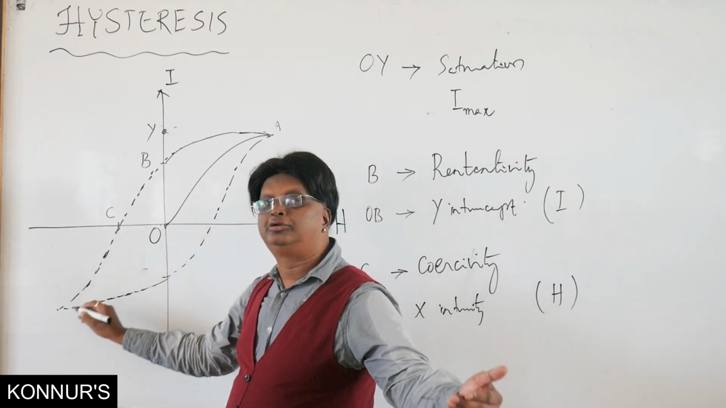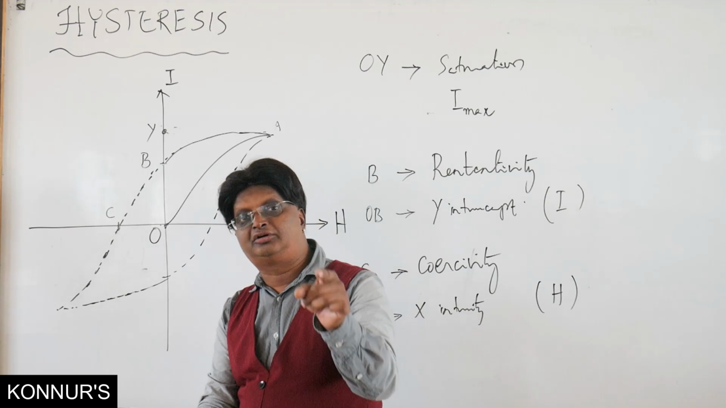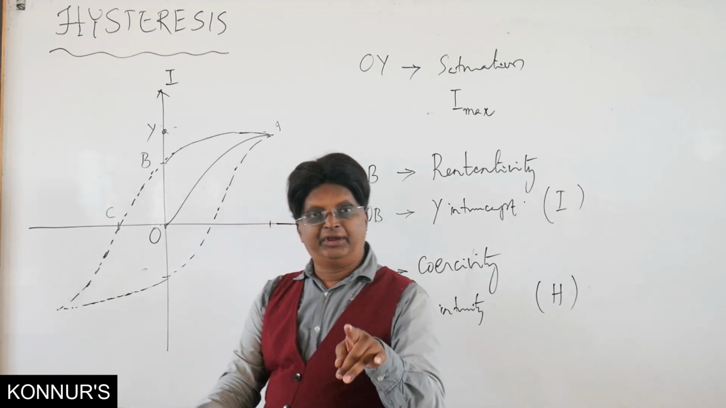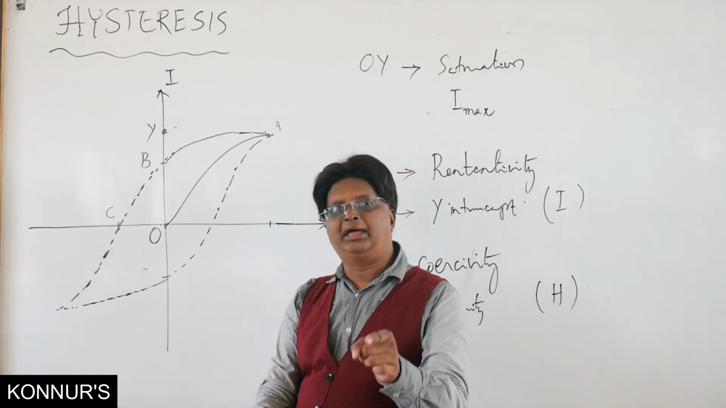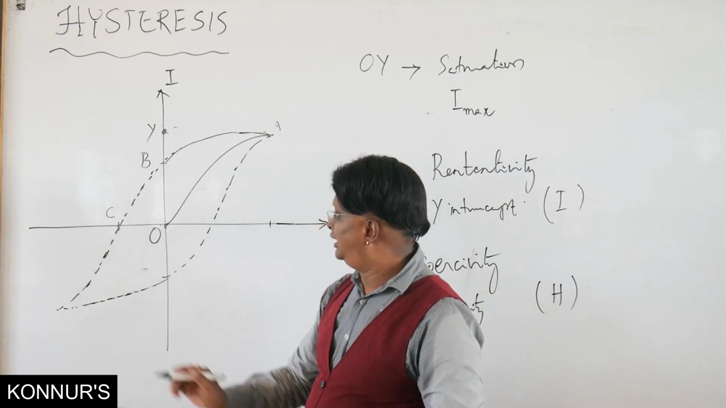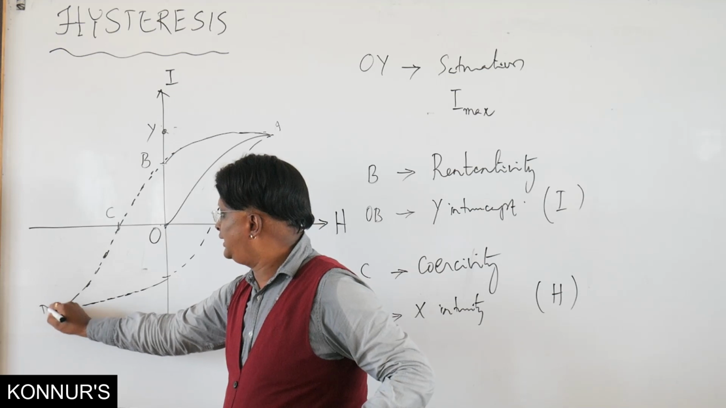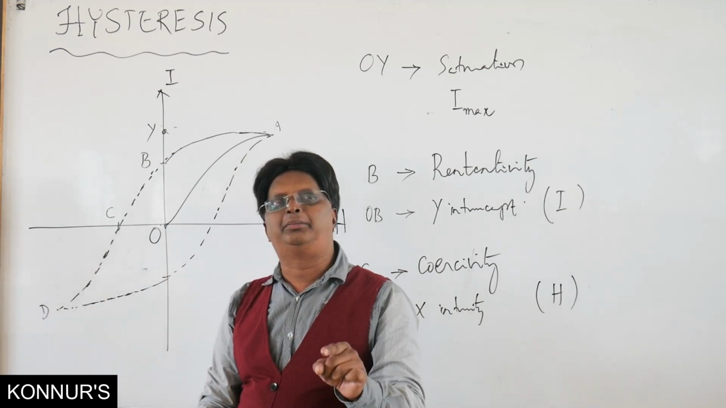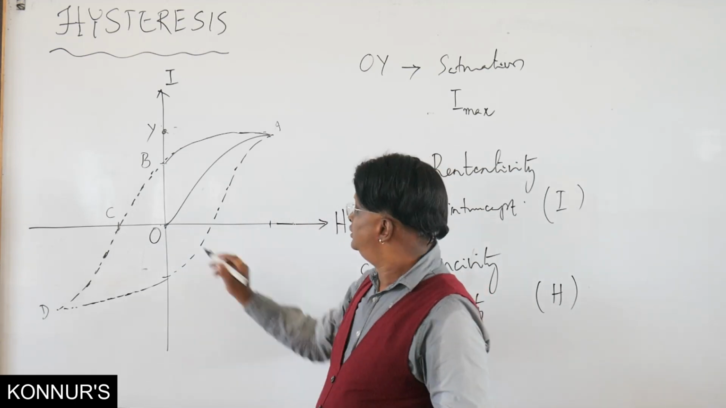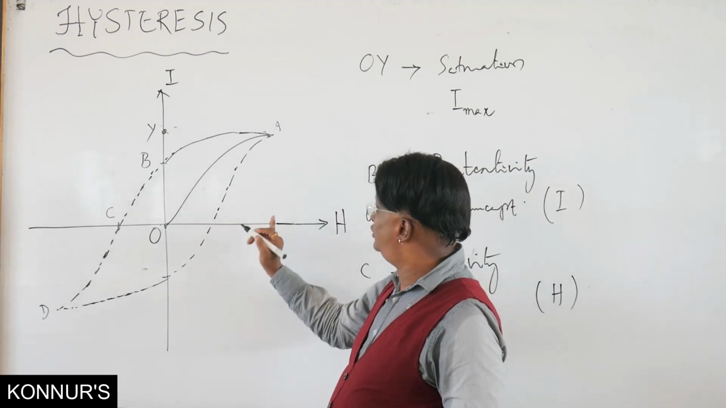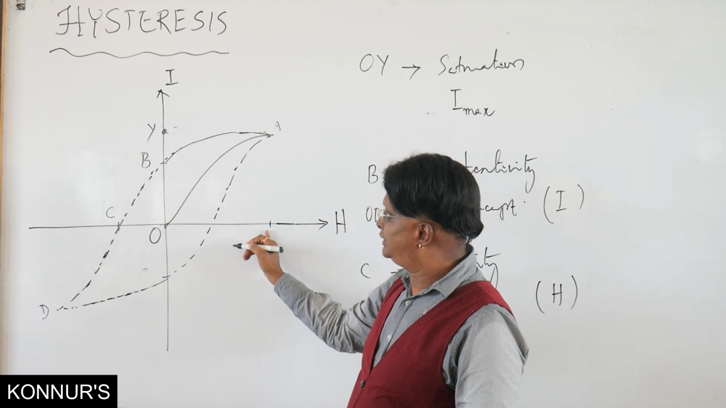then I also starts increasing in the direction of H bar. So remember, from B to C, H bar and I bar are anti-parallel, and from C to D, I bar is again parallel to H bar. Remember, from O to A, both I bar and H bar are parallel.